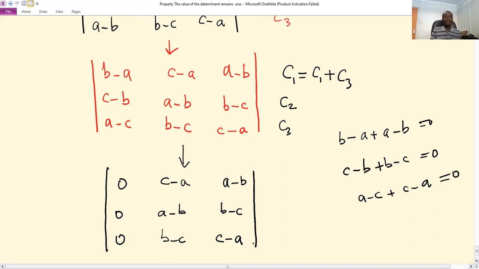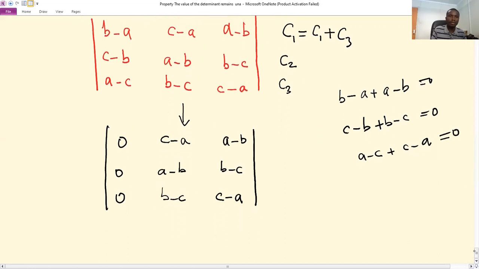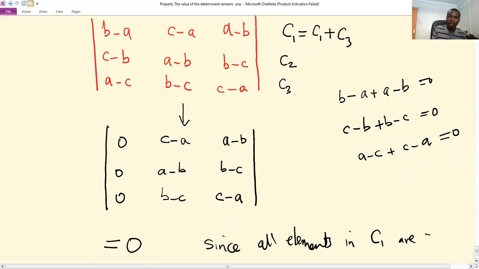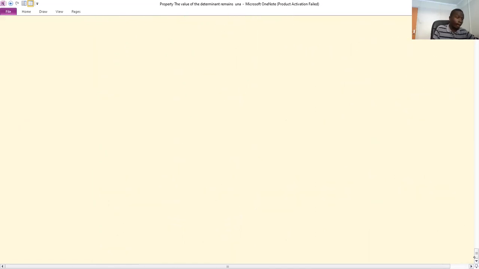Whenever we have a column or a row that has all elements being 0, the determinant is 0. So therefore we say this is 0, since all elements in column 1 are zeros. So that's how we prove the first question. And then question 2 was: without expanding, evaluate the determinant.